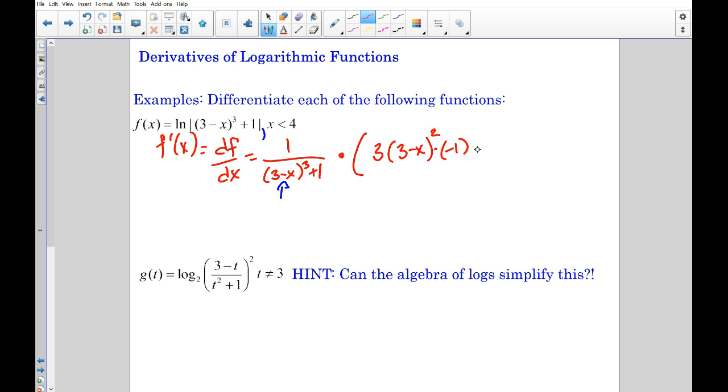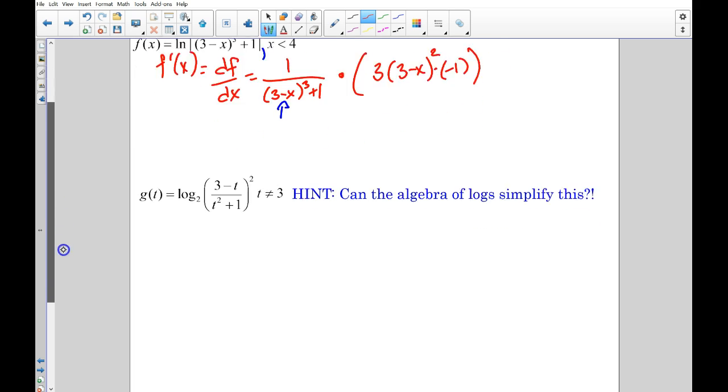And then the derivative of the plus 1, which is a constant, is 0. Okay, so that would be the complete derivative for this function. Just to review, 1 over the input for a natural log, and then times the derivative of the input, which in this case had a chain, and it was a 2-stage chain. Okay, so we're done with that problem. Now on to g.